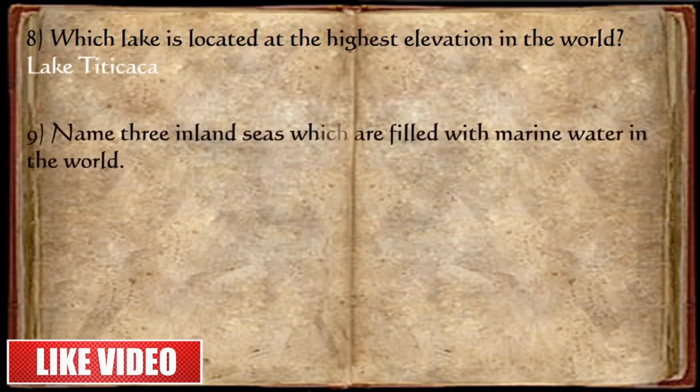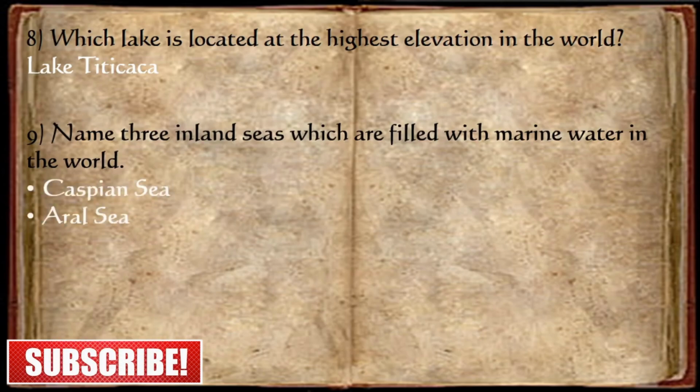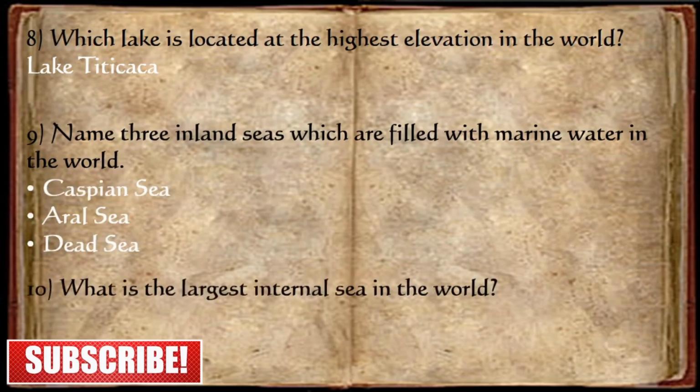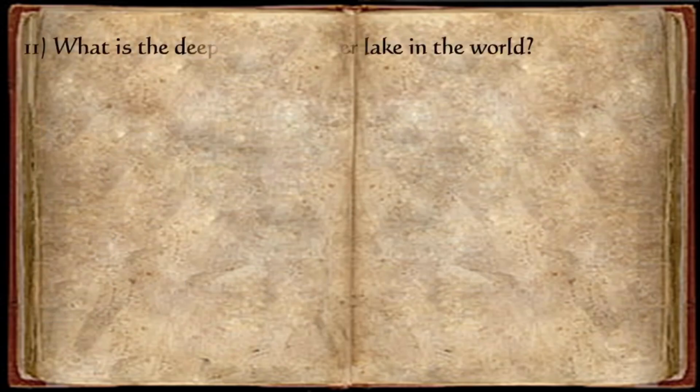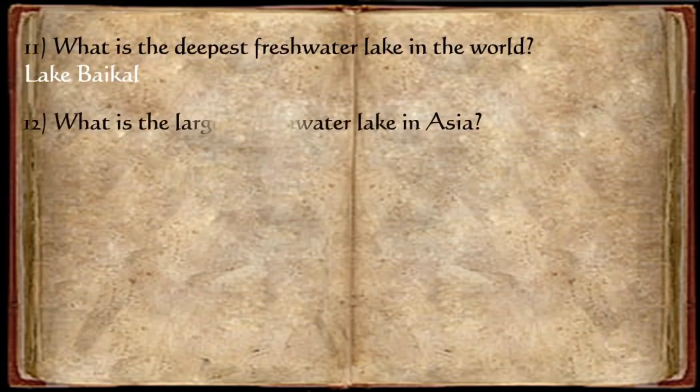Which lake is located at the highest elevation in the world? Lake Titicaca. Name three inland seas which are filled with marine water in the world. Caspian Sea, Aral Sea, and Dead Sea. What is the largest internal sea in the world? Caspian Sea. What is the deepest freshwater lake in the world? Lake Baikal.